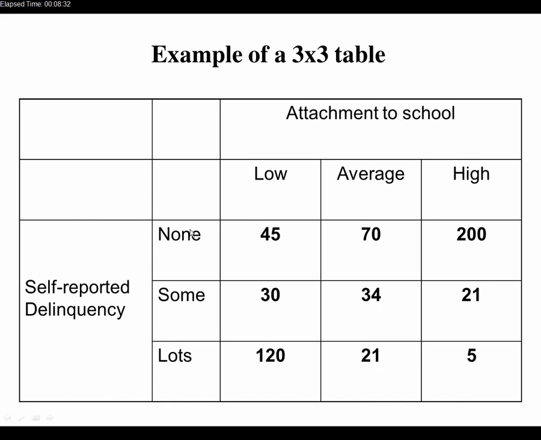So why is this a 3 by 3? Because we have low, average, and high, none, some, and lots. Okay, so we have 1, 2, 3, 4, 5, 6, 7, 8, 9. Because it's 3 by 3, or 3 times 3, it's 9.